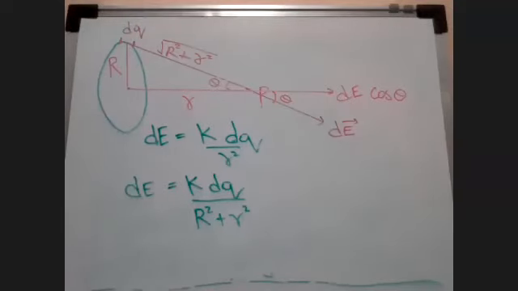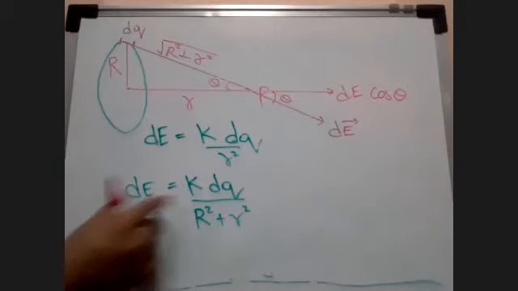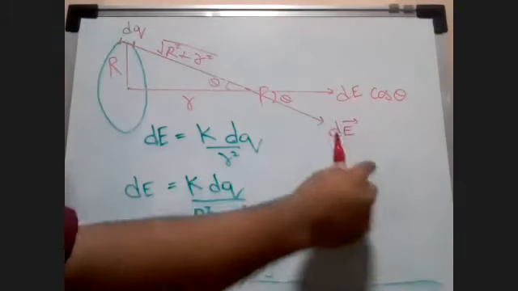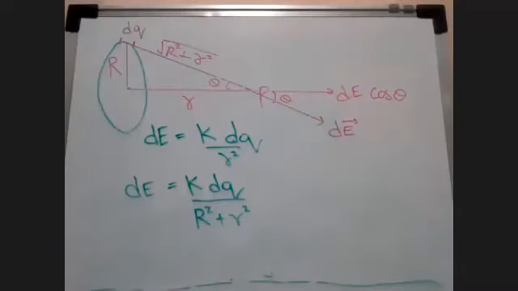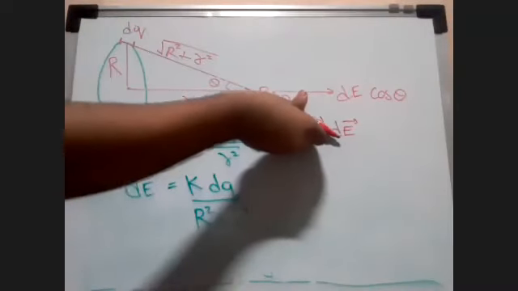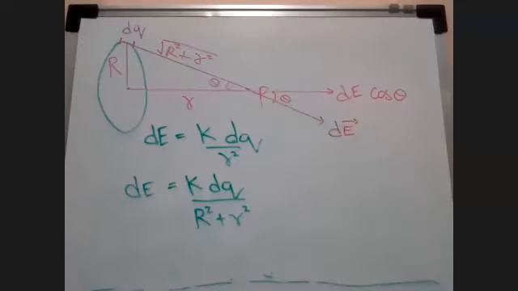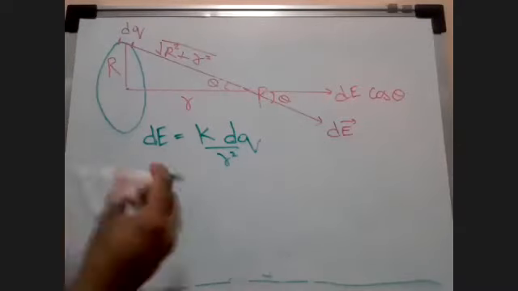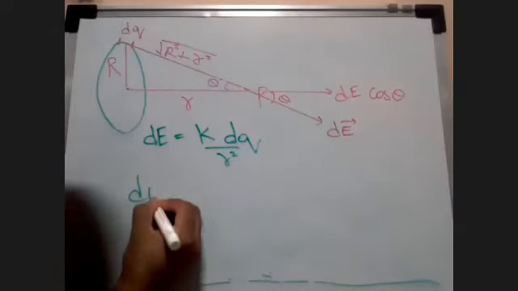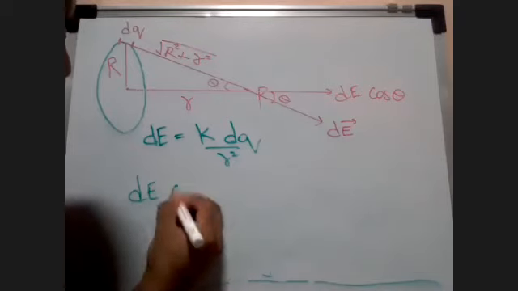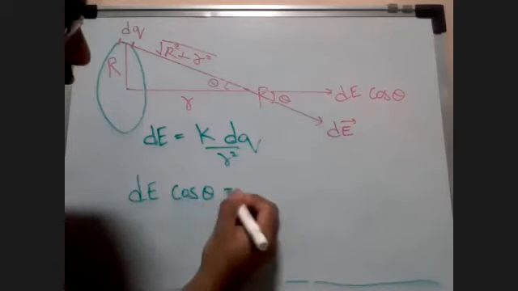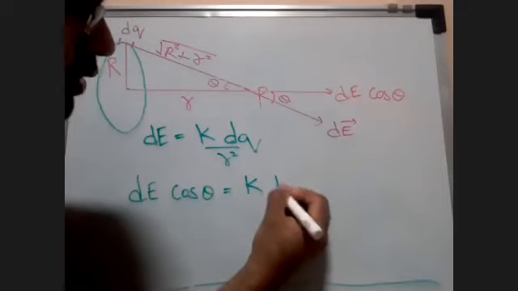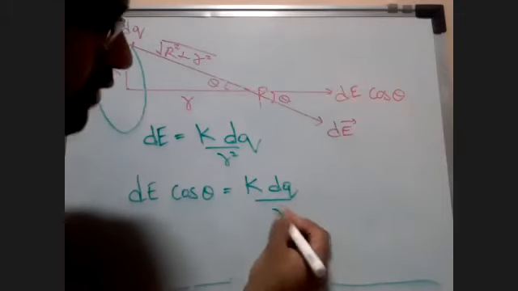So now, since we found dE at this point, we need to find dE cos theta. You take it at a certain angle, so you just multiply cos theta on both sides. You can write it all along with me. So you get dE cos theta equal to K dq upon r square.